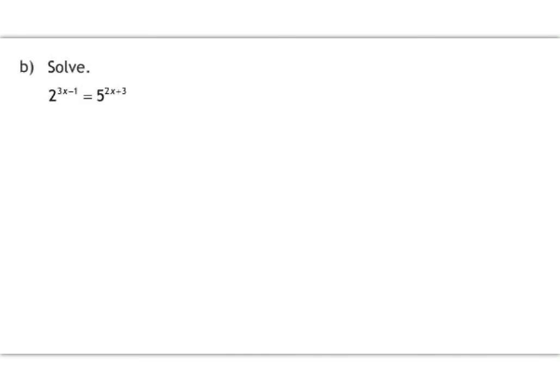Looking at this one, we don't actually have enough math to solve this quite yet, so we're going to hold off on this.